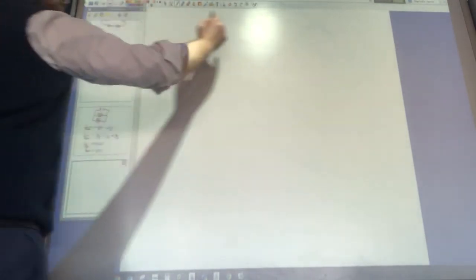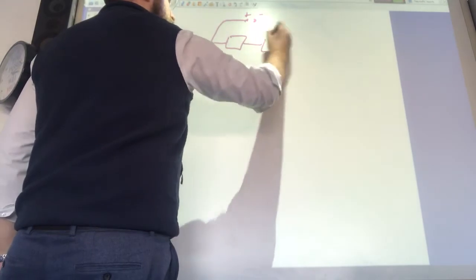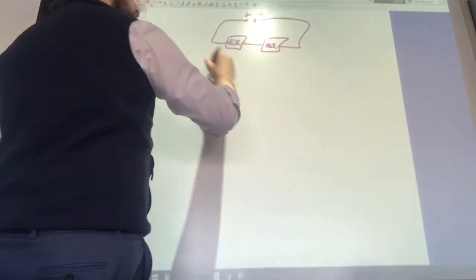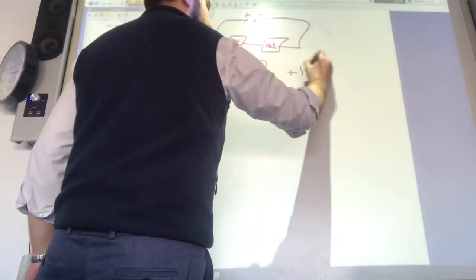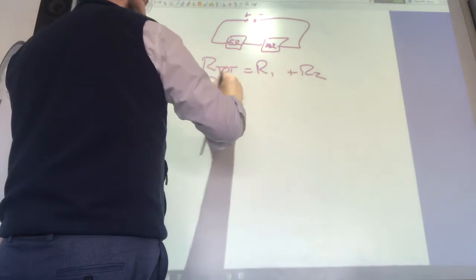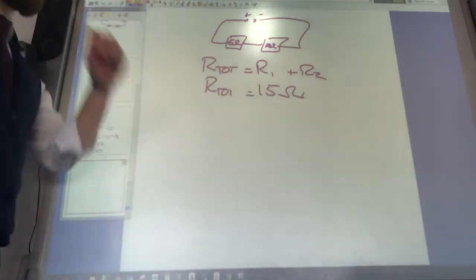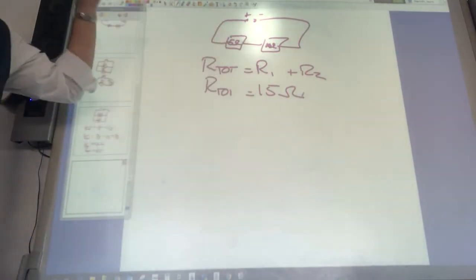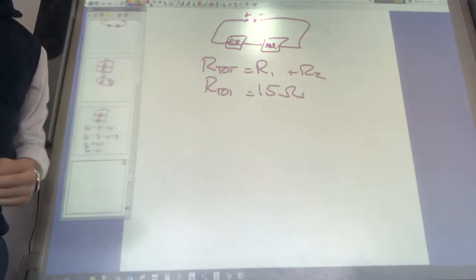If that was a series circuit, 5 ohms, 10 ohms, R total equals R1 plus R2. So your total resistance would be 15 ohms. Okay? So in a series circuit, the resistance is additive, it all adds up together. In a parallel circuit, the resistance actually decreases the more resistors you put in.